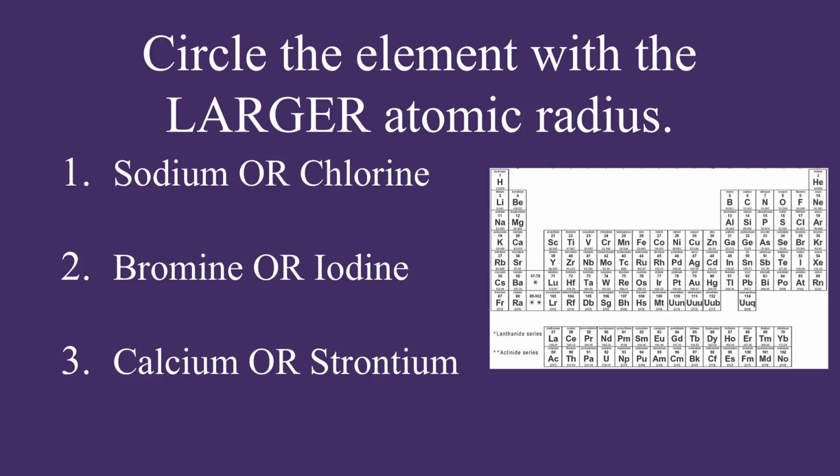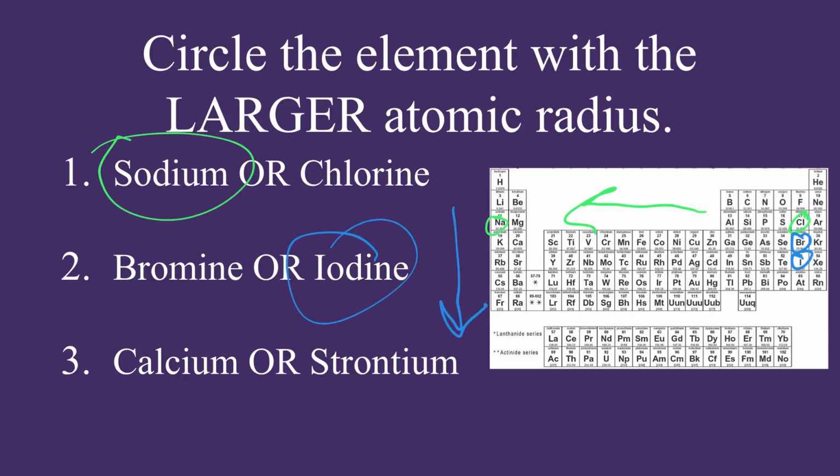So if we're looking between sodium and chlorine here, sodium is going to have the larger atomic radius because it increases right to left across the period. Bromine or iodine: bromine is here and iodine's right here. The atomic radius increases as we go down the group, so iodine would have the larger atomic radius.